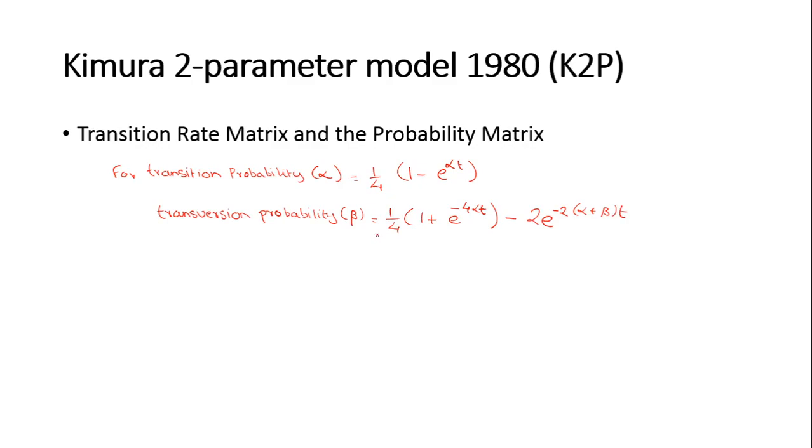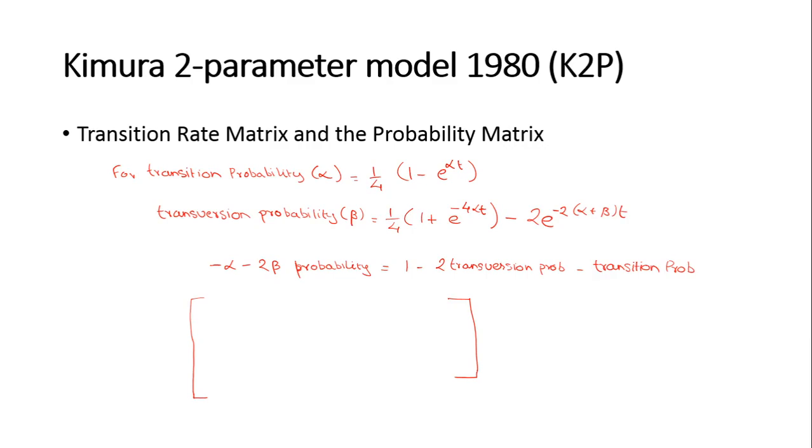Okay, so how is that? Now we calculate the diagonal value, minus alpha minus 2 beta probability. It is simply 1 minus twice your transversion probability minus transition probability. So, using these three equations, you can calculate all the 16 values in the probability matrix of the Kimura 2 parameter model. Okay, so in this way, you can finally get the probability matrix for the K2P evolutionary model.